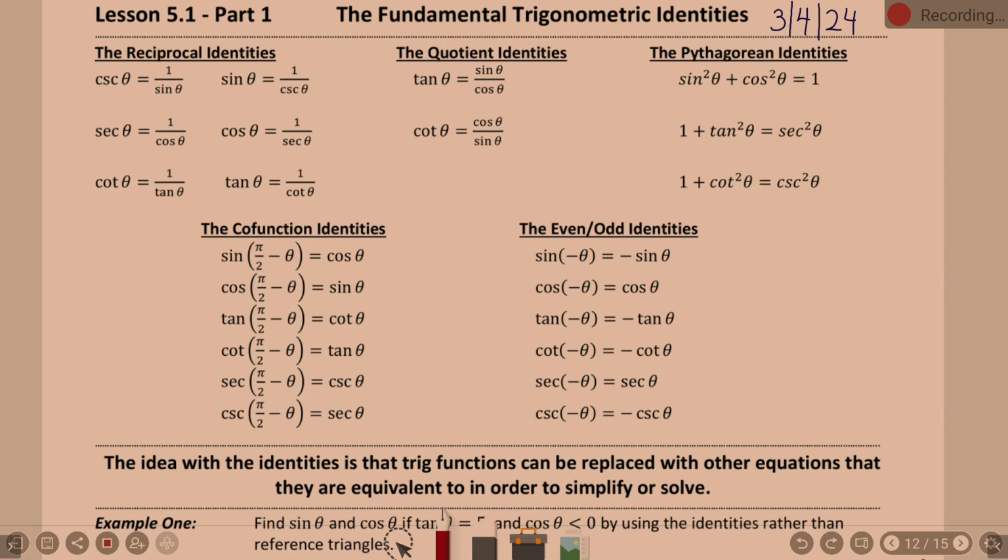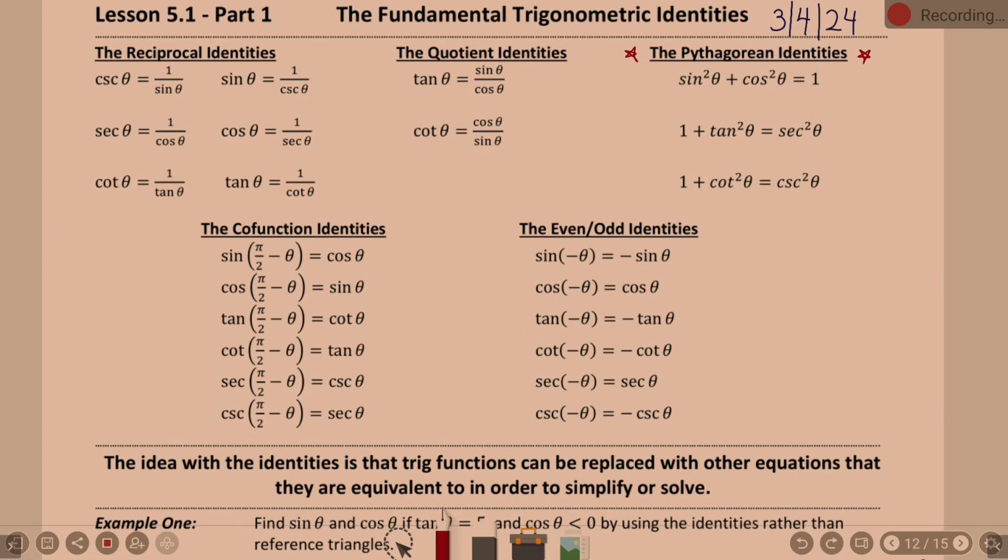Okay? Now, new to us are going to be Pythagorean identities. These are going to be super important, and we're going to use them a lot. Okay, you'll become very familiar with them. But these are 3 Pythagorean identities. Sine squared of theta plus cosine squared of theta equals 1. That is probably the most common one that you'll see us use the most.